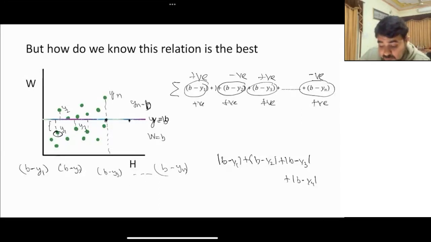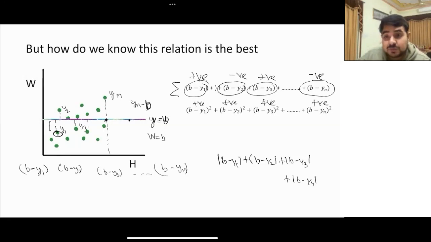But the problem that happens is that in some cases b is greater than y1 and in some cases y is greater than b. It's always a positive-negative game, so the errors will always cancel each other out. To make sense of it, one way is to square the values so that each and every value is positive and adds up. That's where I said, okay, this is another way: (b minus y1) squared plus (b minus y2) squared and so on till the nth value, so that we have all of the errors.